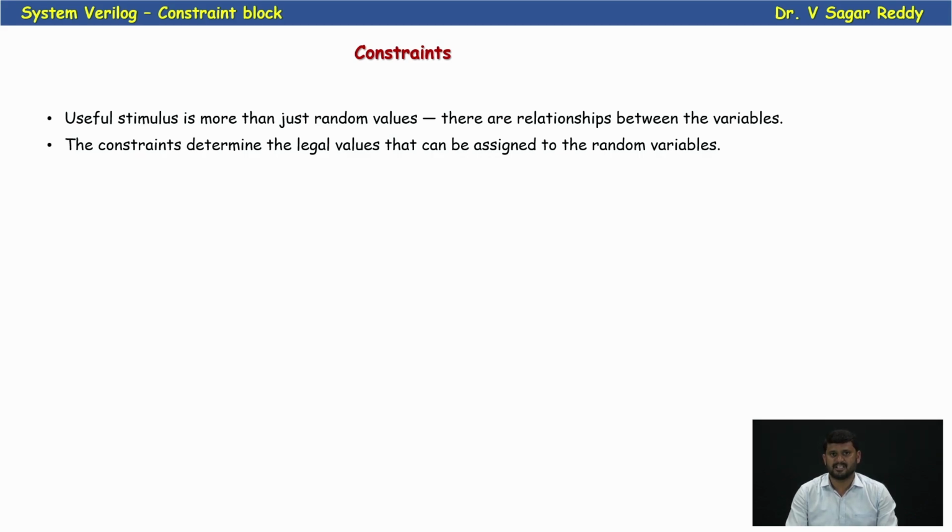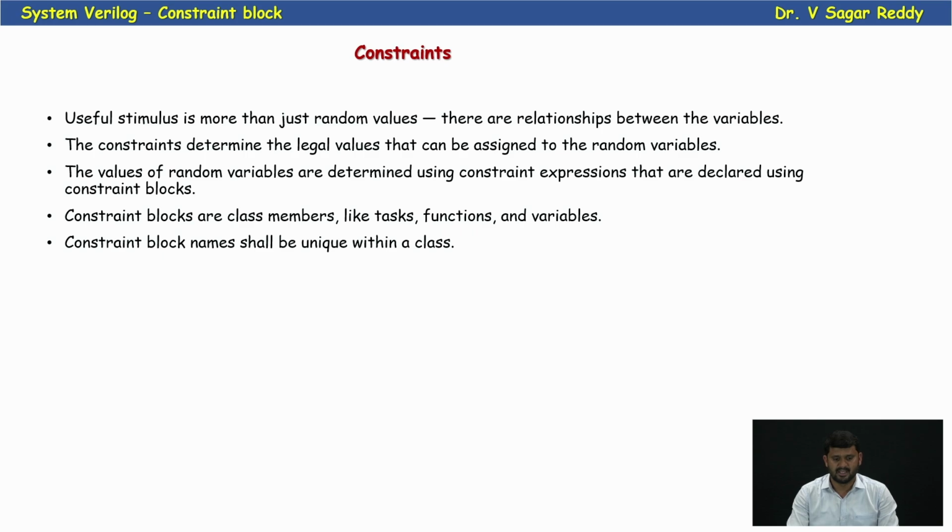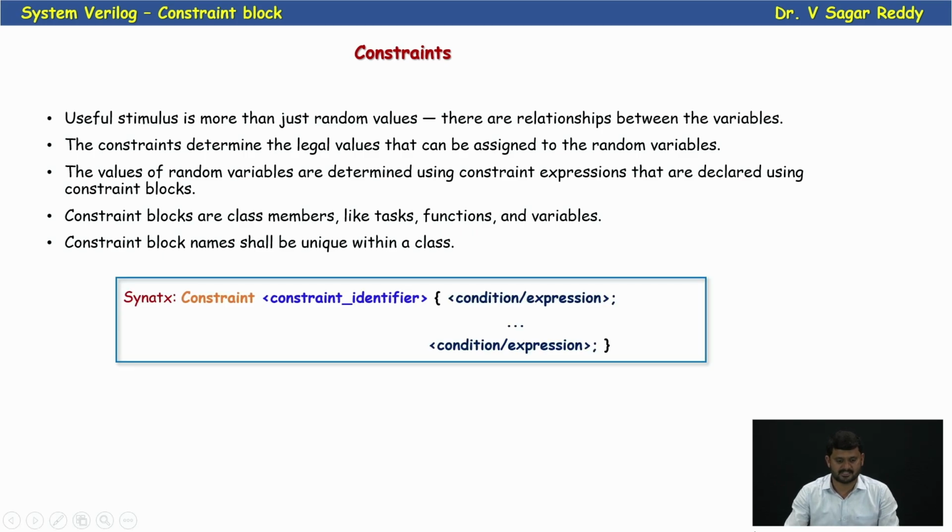The constraint especially focuses randomization on a particular area of interest. The values of random variables are determined using constraint expressions that are declared using constraint block. Constraint blocks are like members of a class, like tasks, functions and variables. Constraint block name shall be unique within the class. So if we see the syntax of constraint, keyword constraint and constraint identifier, that is the constraint block name, and we should write the expression here.